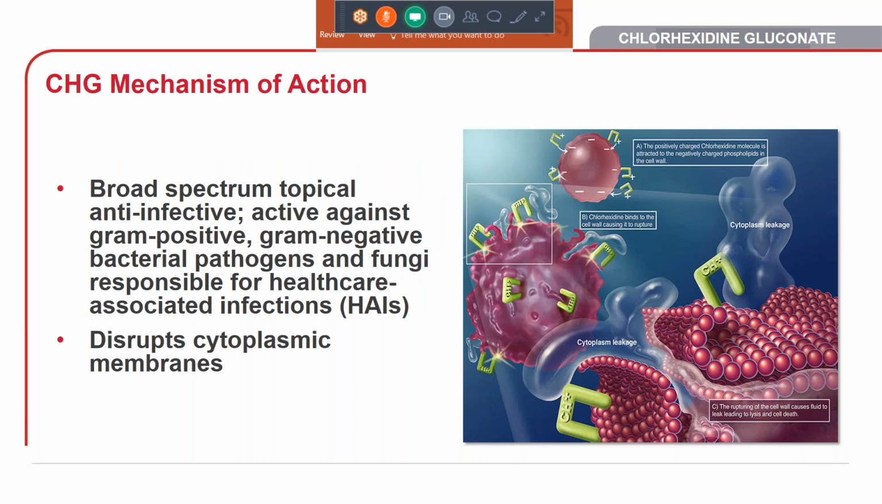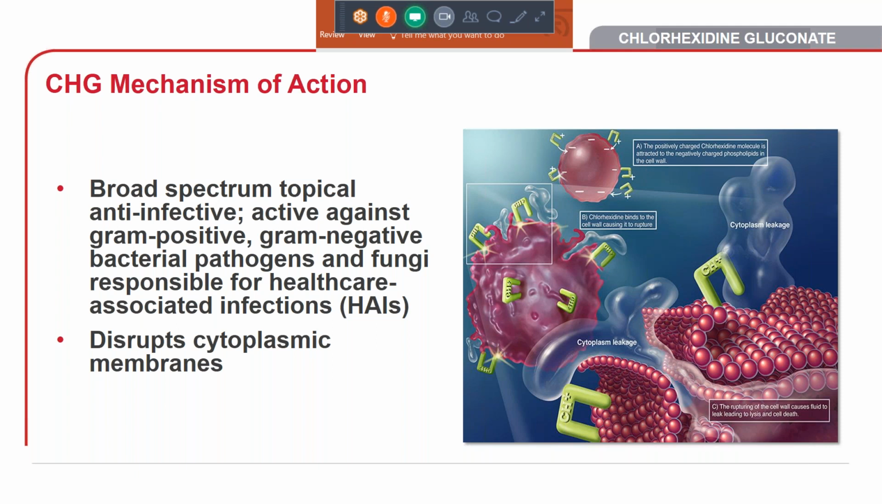I want to just highlight, before we talk about the mechanism of action, that this is a broad-spectrum topical anti-infective. It's active against both gram-negative and gram-positive organisms that are responsible for healthcare-associated infections, as well as fungi. The mechanism of action is basically one of which a positively charged chlorhexidine molecule is attracted to the negatively charged phospholipids in the cell wall of the bacteria.